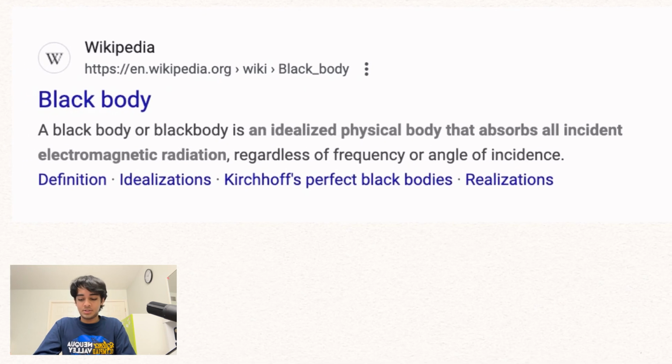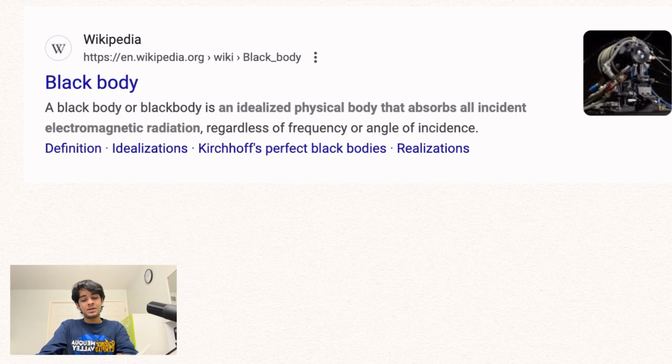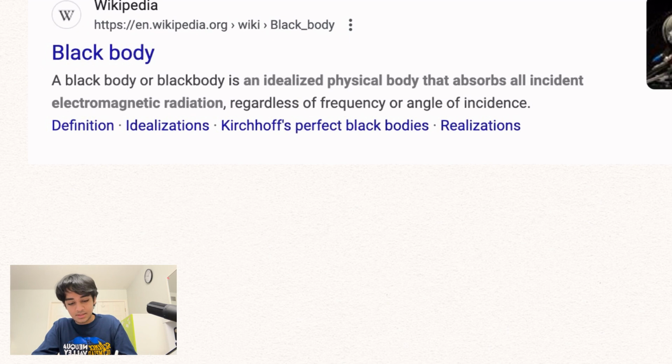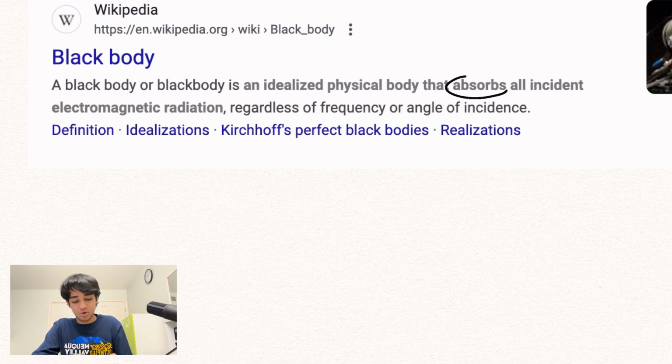The official definition is, a black body is an idealized physical body that absorbs all incident electromagnetic radiation regardless of frequency or angle of incidence. Okay, this might not make a lot of sense at first, but let's try to break this down. It says here that a black body absorbs all the light and energy that hits it.